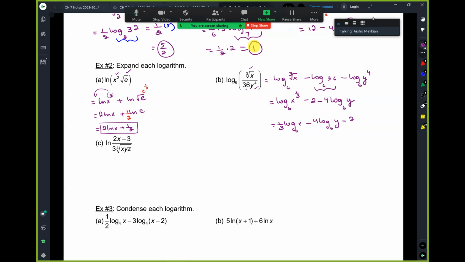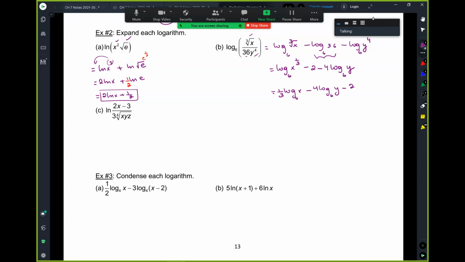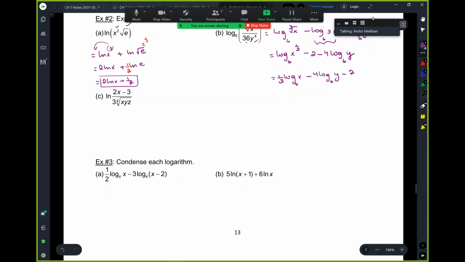Okay, so here. The 2x minus 3 on top is one term together, right? So it's ln of 2x minus 3 minus ln of 3 minus ln of that whole thing. Okay, but you know what? I'm just going to switch it to exponent form from the beginning. 1/4, sorry.